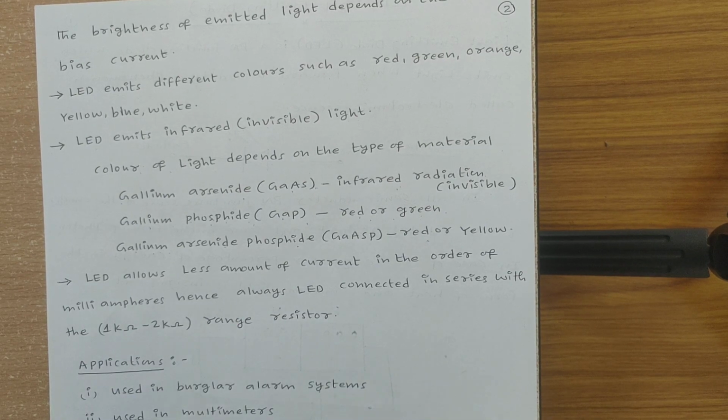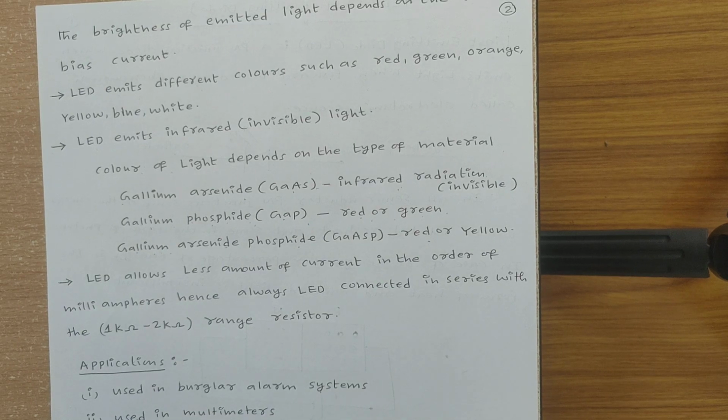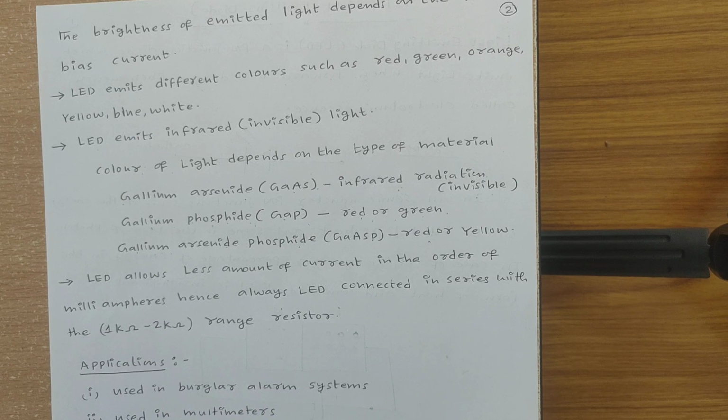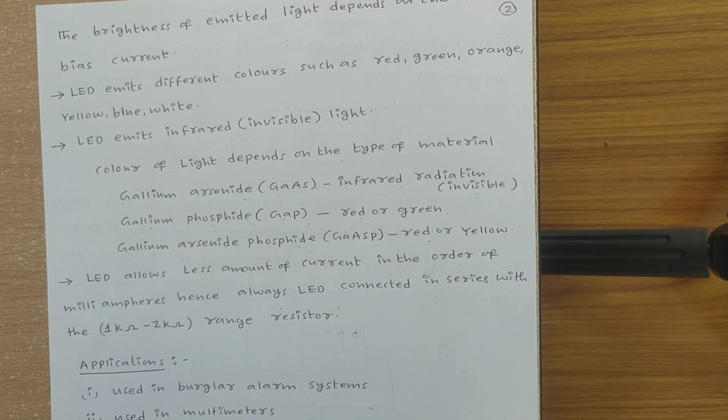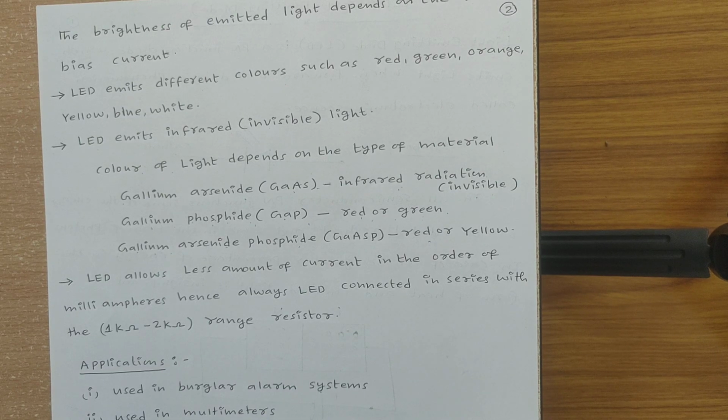Now see here, LED allows a very small amount of current, in the order of milliamperes. Hence LED is always connected in series with a resistance. That value will be 1 kilo ohm to 2 kilo ohm. That is the range of the series resistance value. Never connect LED directly to the supply. Why? Because it will allow only a few milliamperes of current.